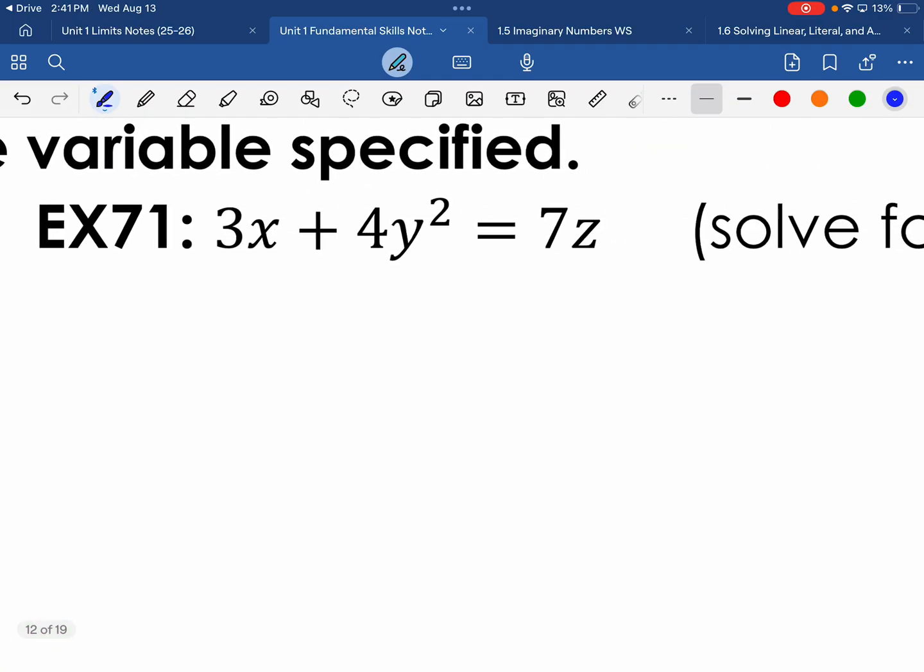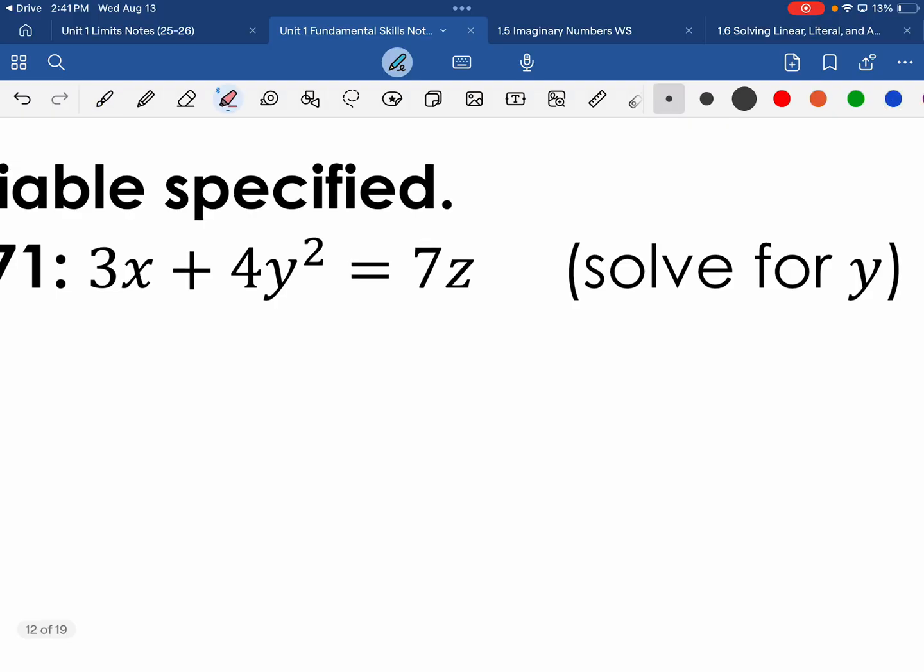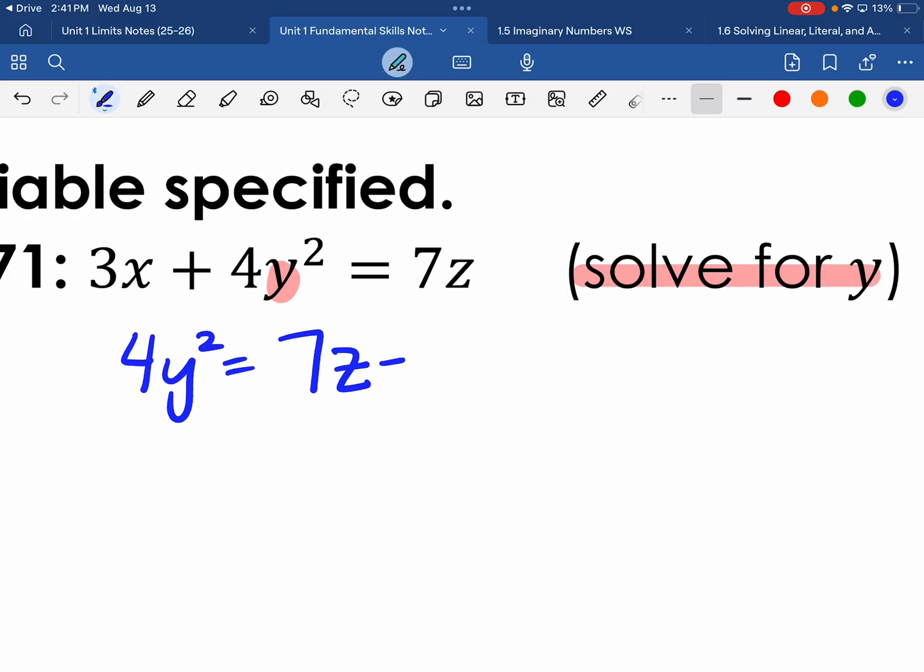All right, so on 71, we are solving for y, and y is right here. So I want to move all that other stuff away from the y. What do I move first? Yes, subtract the 3x. So 7z minus 3x. All right, now, do I want to divide by 4 or square root?